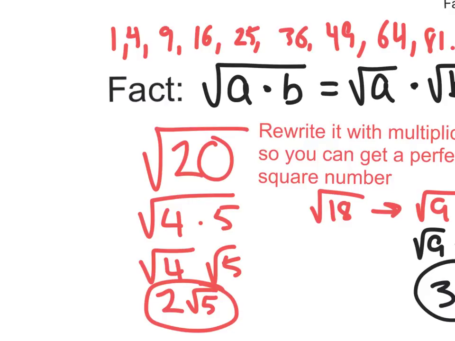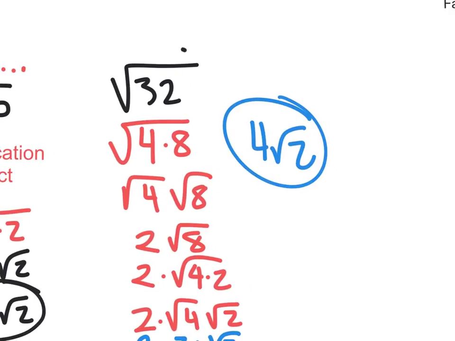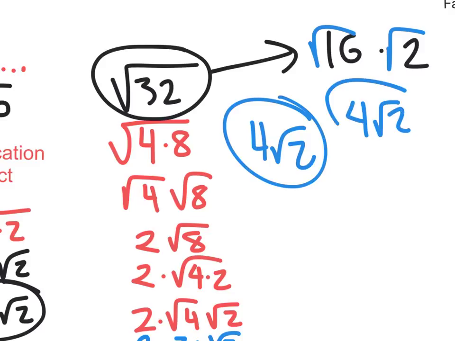Yes, 16 times 2. So if you just take a couple of seconds more, when you're at the square root of 32 and you're like, wait a minute, yeah, 4 and 8 work, but 16 times 2 is faster. Use the highest perfect square number available to you. So when you split the root, what is the square root of 16? 4. What's the square root of 2? Square root of 2. Look, you got straight to your answer.